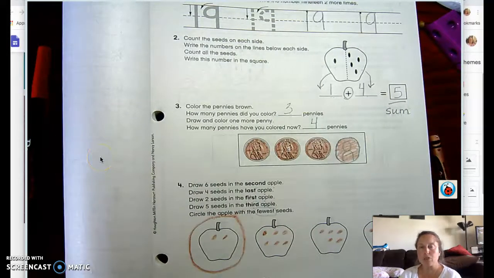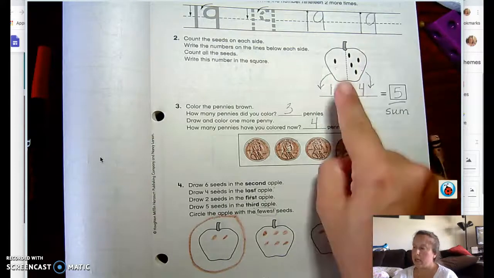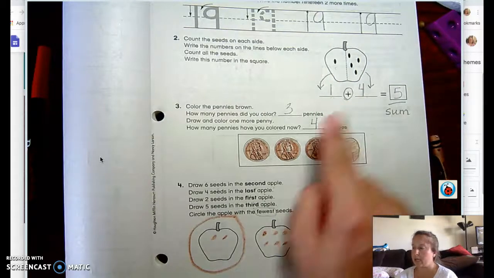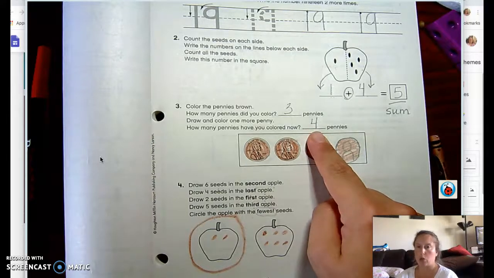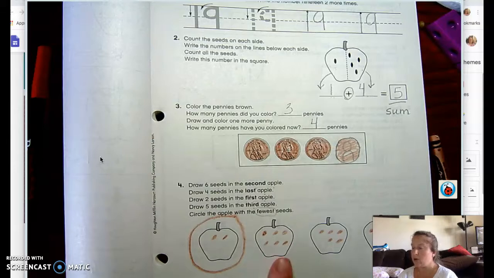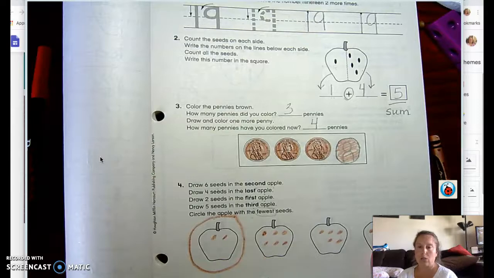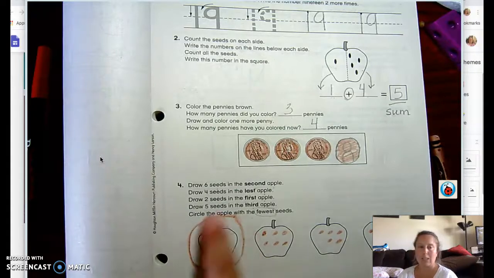Okay, here are all the answers. You can pause me so that you can check them because it's going to move fairly quickly. You can see that I wrote down the number 19 neatly. I found out how many seeds were on each side. I started with 3 coins, 3 pennies, and then added 1 more to make a total of 4. And then down here, the second apple is the one that is 1, 2. The last one, the third one sounds like the number 3, so that's 1, 2, 3. First, second, third. And then the first apple has 2. That is the least amount of seeds, the fewest. That's the one I've circled.